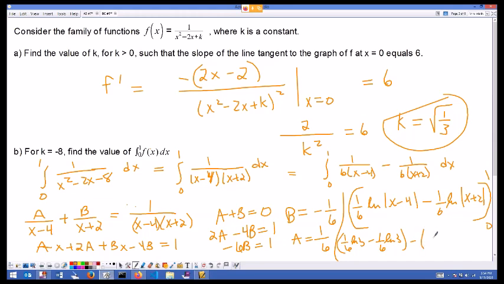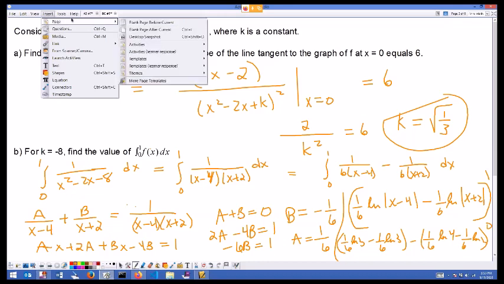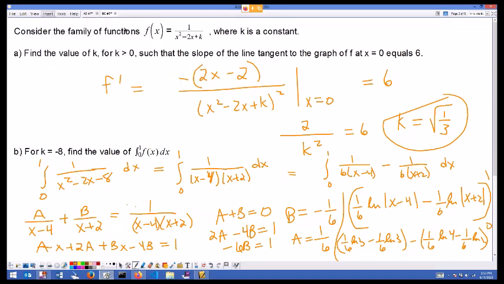minus 1/6 ln of 4, and then minus 1/6 ln of 2. And since they don't require you to simplify numeric answers, you can leave it like that if you want. If it were me, I would at least write it as 1/6 ln 2 minus 1.